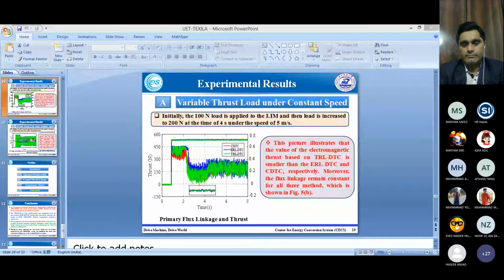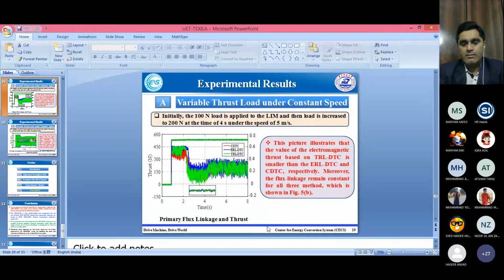Sir, can you hear my voice? Yes, I can. Sir, I have a question: this sliding mode control using TRL DTC has a quicker response than the conventional one. But are there disadvantages, like some heating effects in the system or control system because of the quick response?